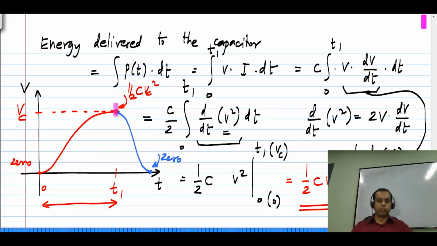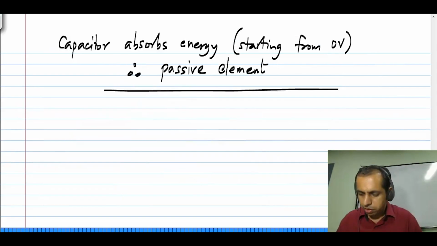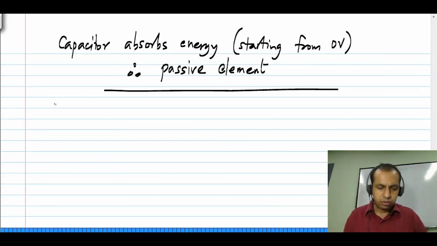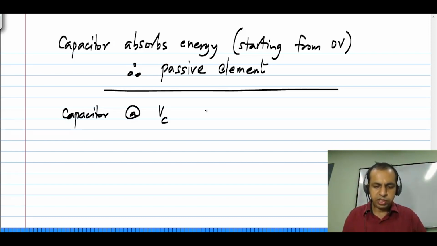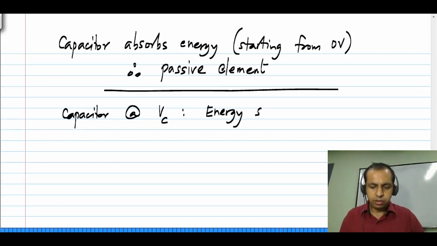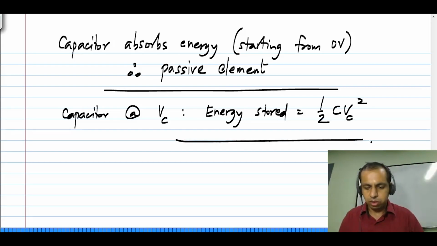Of course, this is a useful application of a capacitor. You can charge it to a certain voltage and use it as a source of energy. That's what a capacitor is used for in many applications. So the summary is that a capacitor absorbs energy, and also when a capacitor has a voltage Vc, it has an energy stored in it, which is half C Vc squared. Is this clear?